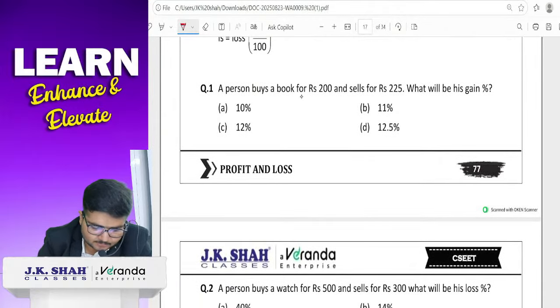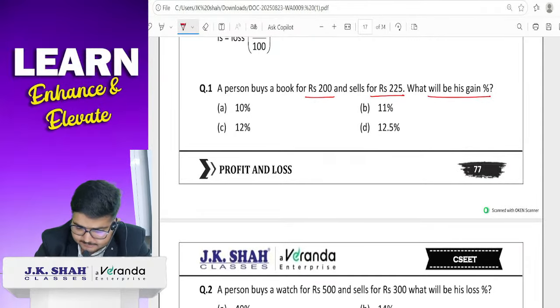A person buys a book for 200, sells it for 225. What is the gain percentage? Profit is of 25, right? Profit is of 25.